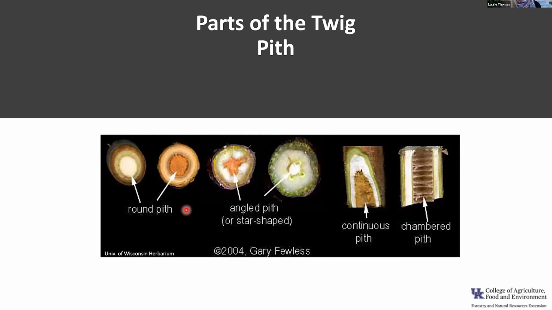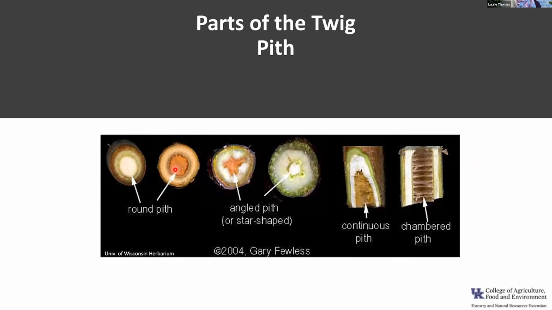And that's the spongy inner layer of our twigs. And these vary depending on species. So some piths can be round, just like you see in this. So this is a twig we've cut off and just cut a cross section of it. And you can see that round spongy pith.